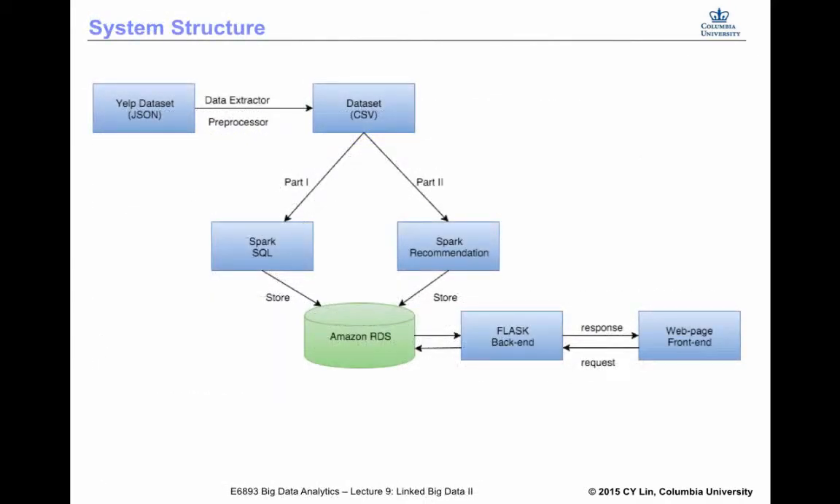The system structure starts with the Yelp datasets, which are in JSON format. We first pre-process the data into CSV files and input them into either Spark SQL or Spark recommendation algorithms. The results are stored into the Amazon RDS database, and the Flask backend web application uses the data provided from the Amazon RDS to show the data as the front-end web page.